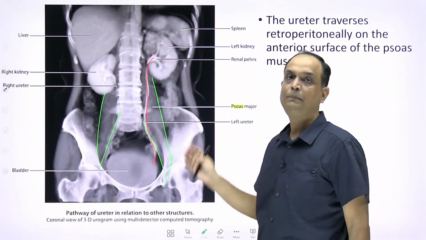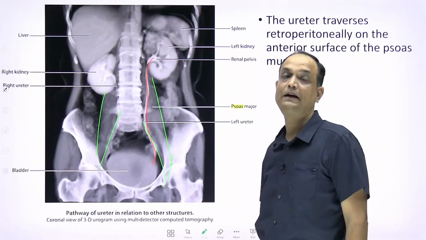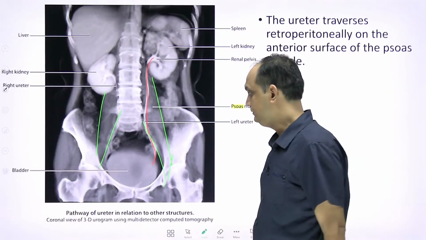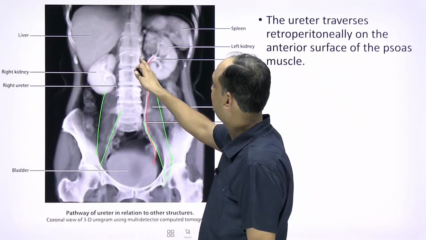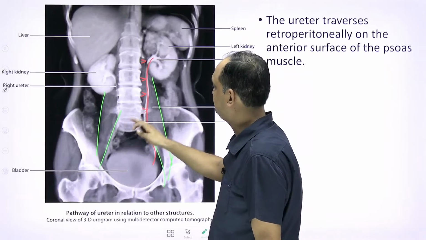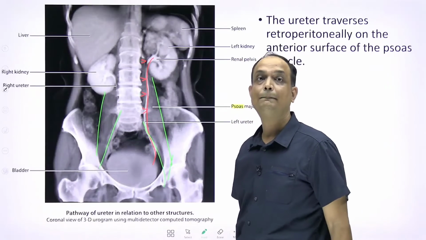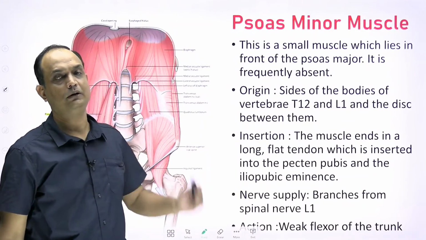So this is very important to understand that the ureters lie on the anterior aspect of your psoas major muscle, and when you will see more specifically, you can see that this ureter is running just adjacent to the transverse processes of your lumbar vertebrae. Clear? So this is what about the psoas major.